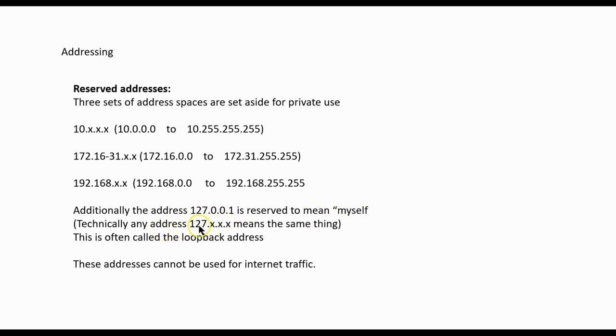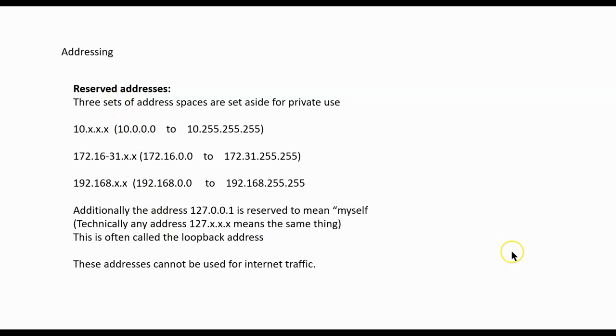Technically, by the way, 127 anything is also reserved, and it is what we call the loopback address. This is often called a loopback address. So it just refers to itself. These addresses cannot be used for internet traffic. There are others that are a little more advanced and more sophisticated, but I'm just going to talk about these right now.